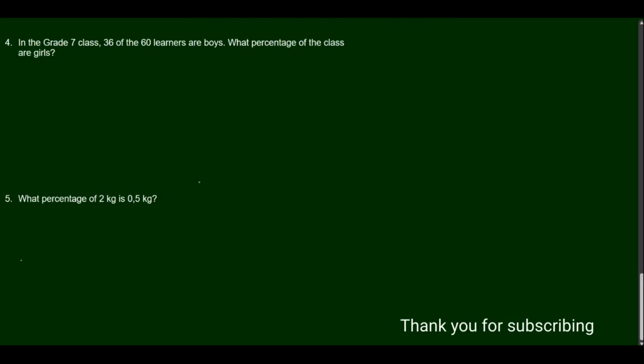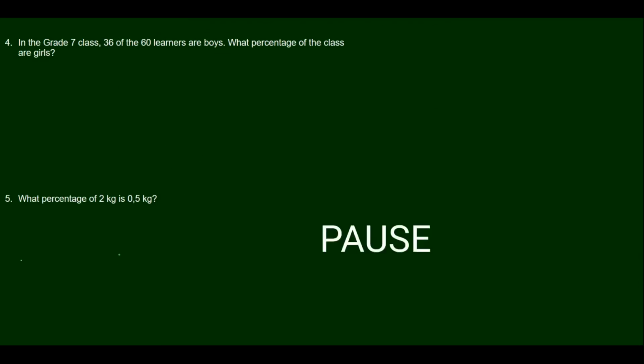These are the last questions for the activity. You can also pause the video here and try them before I show you. Right, let's do this together. In the grade 7 class, 36 of the 60 learners are boys. What percentage of the class are girls? We have to be careful here then. Right? In the grade 7 class, 36 of the 60 learners are boys. What percentage of the class are girls?